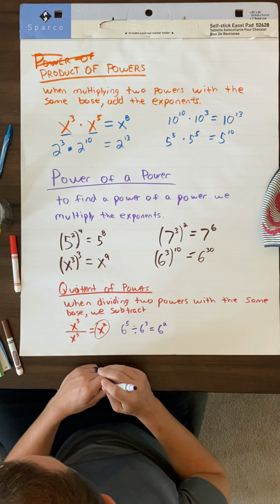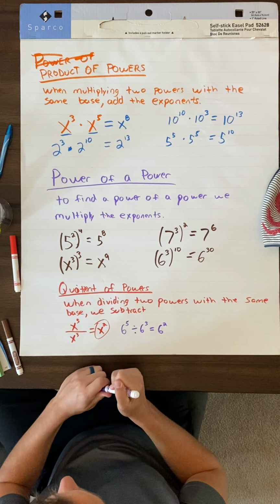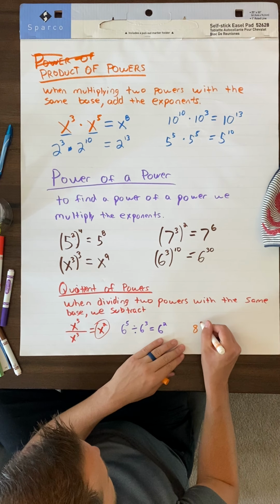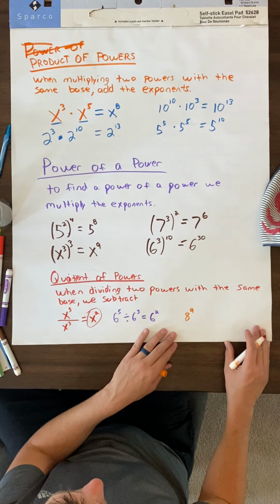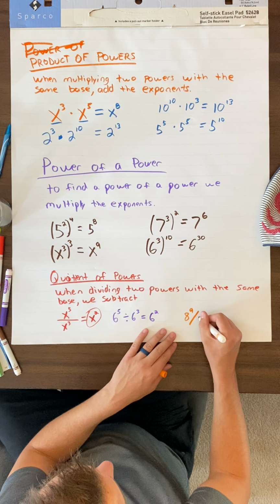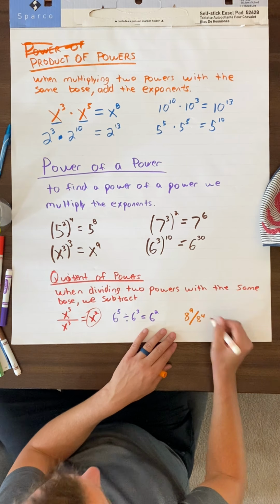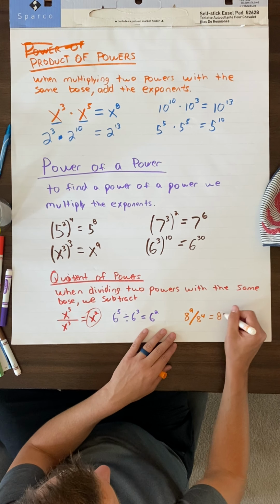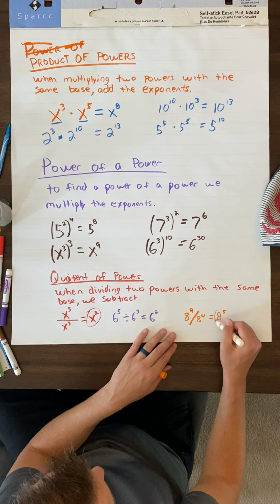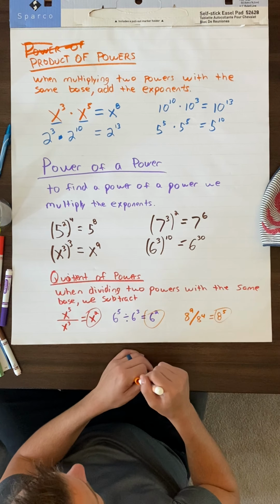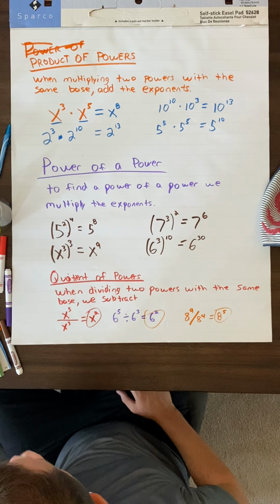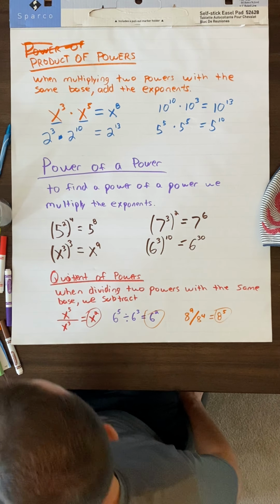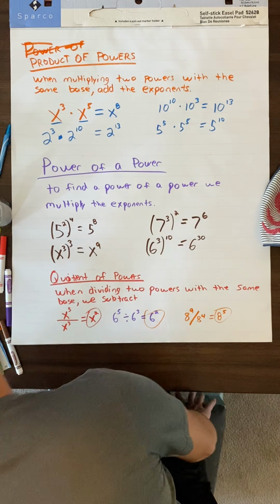6 squared. On the Google Forms on your homework, you might see it more like this. 8 to the 9th power, hopefully you can see this, divided by 8 to the 4th power. 9 minus 4 is 5, so that equals 8 to the 5th power. So those are your three main properties from 1.6 using properties of integer exponents.